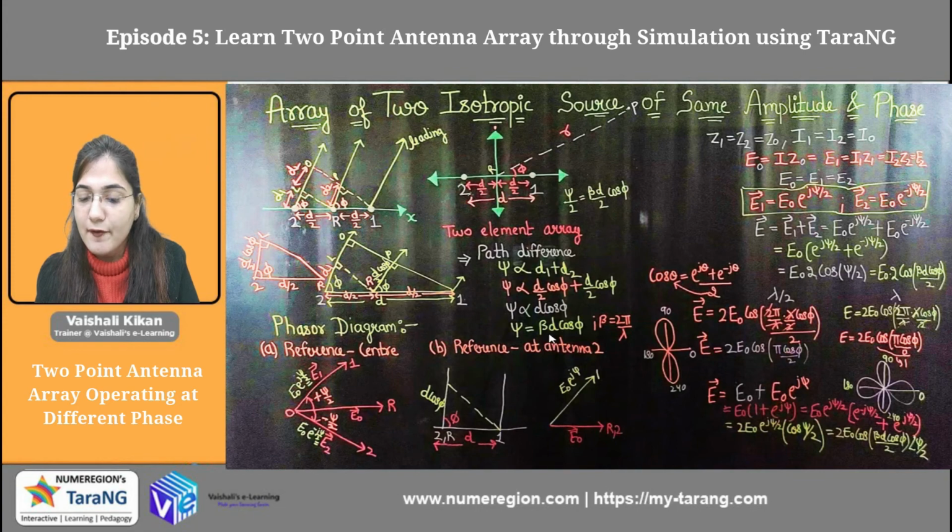What was psi? Psi was beta d cos of phi. So 2 E0 cos of beta d cos phi upon 2. So this is how I can represent my electric field. So beta was 2 pi upon lambda, and this is how I can compute the electric field as 2 E0 cos of pi cos phi upon 2. Right? So this is how I will be getting the electric field.